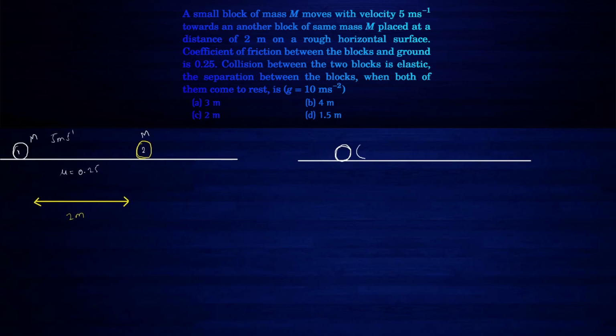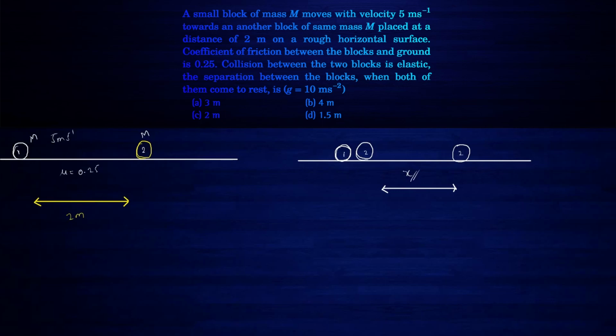Now 2 starts moving with some velocity, and it will stop after moving a distance x. We need to find this x.